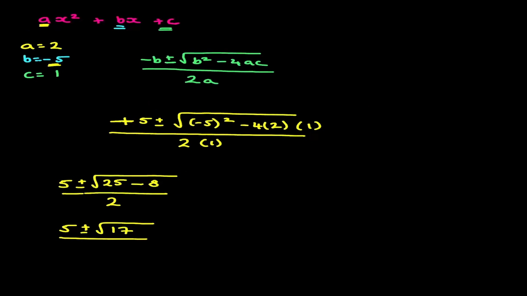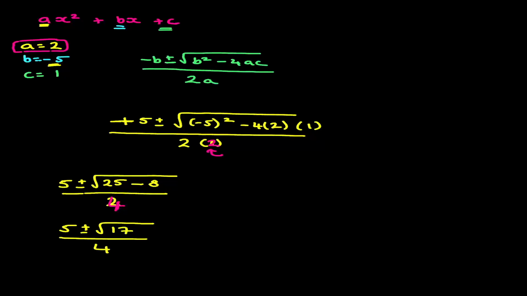I've actually made an error. Can anyone see the error? Hopefully you can, because I've labeled this very clearly. A is not 1, it is 2. So over here, that should be 2, which means 2 times 2 is 4. So down here, we should have 4.